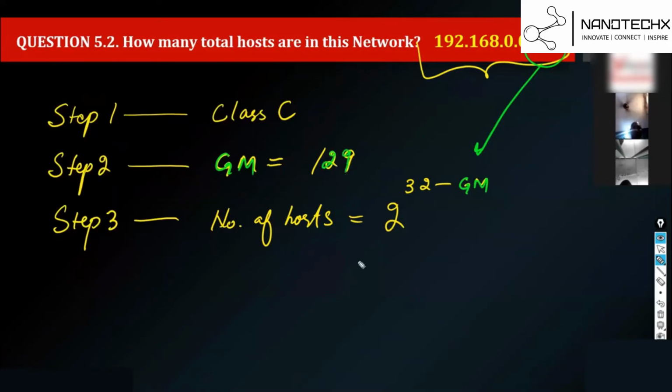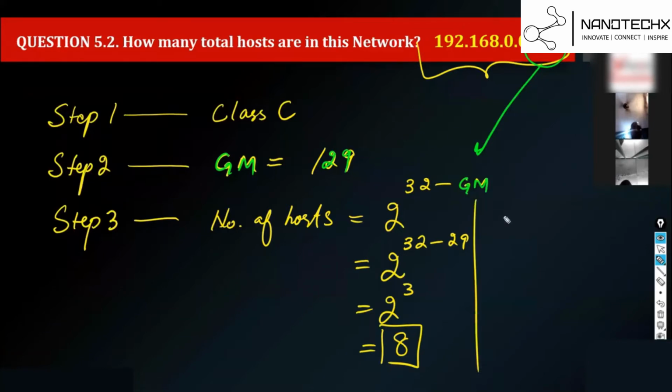So very easy. 2 raised to power 32 minus 29 is 2 raised to power 3, which is equal to 8. So we have a total of 8 hosts in this network, and 6 usable IPs. What will be those hosts? Let's start writing.